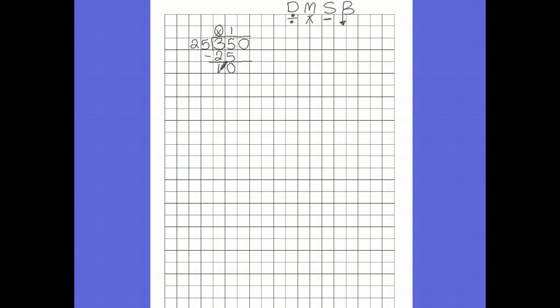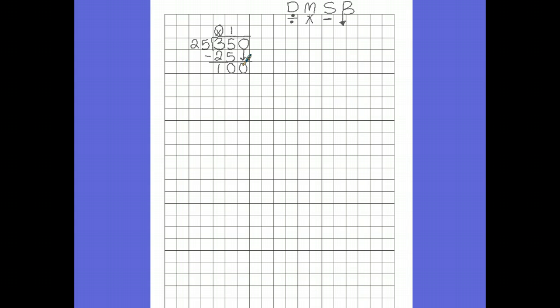That's the subtraction step. And the last thing is, do I have anything that I can bring down? In this case, yes, I do. I have a 0, so I'm going to bring that 0 down. And if you are able to bring down, that means you have to do all steps over again.